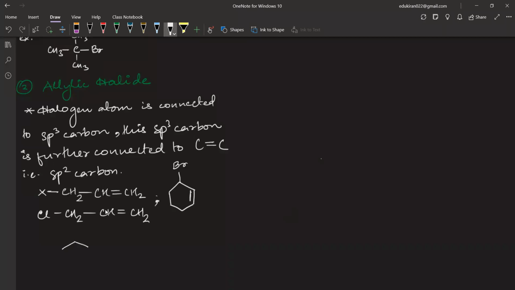A further example can be this, which will be an example of allylic halide. Please write these examples, also the definition. Let me know when you are done. Is everyone done? Yes or no? Please tell me.